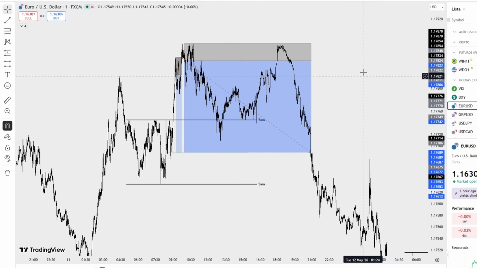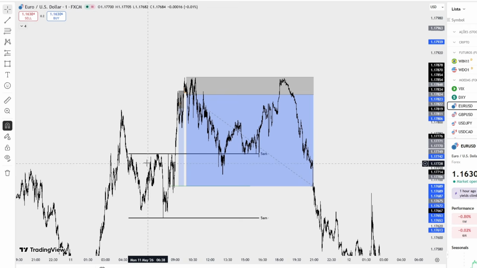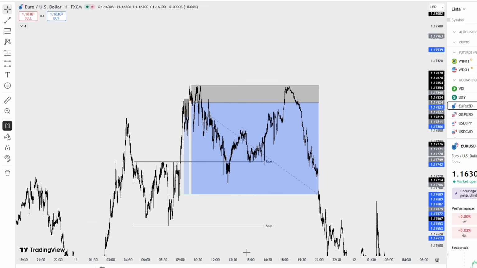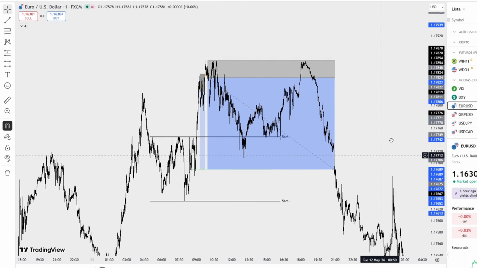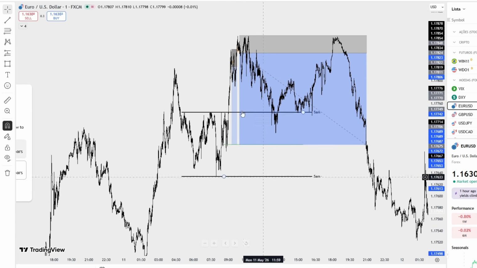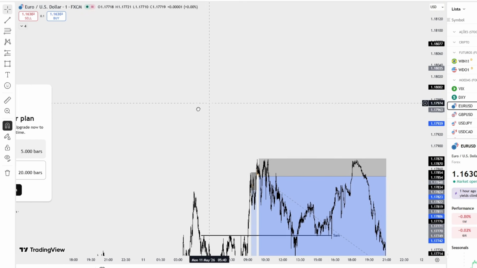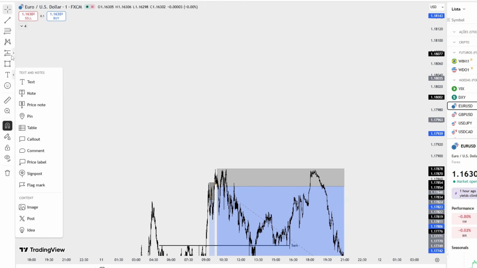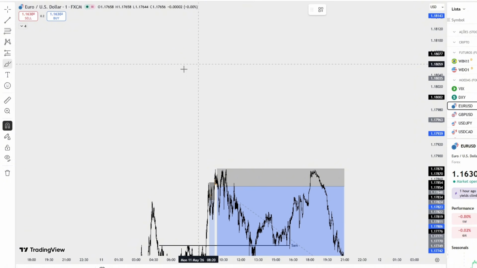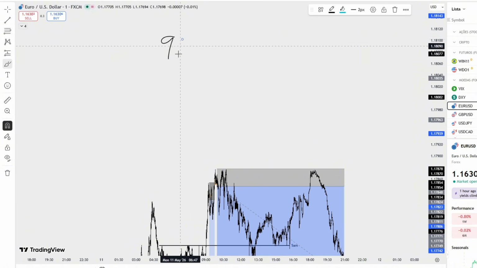All right then, folks, let's talk about entry models, the ones you guys are waiting for. So just a quick recap here on the 5 a.m. model. Let's start here. We have the time window.